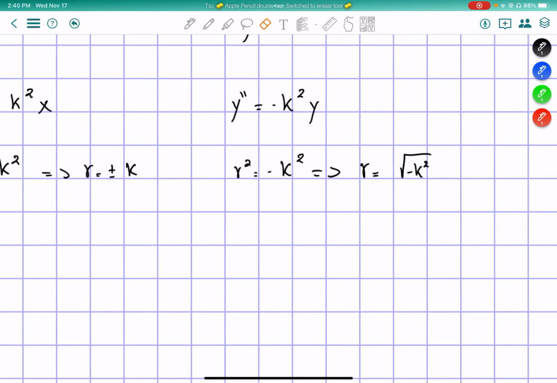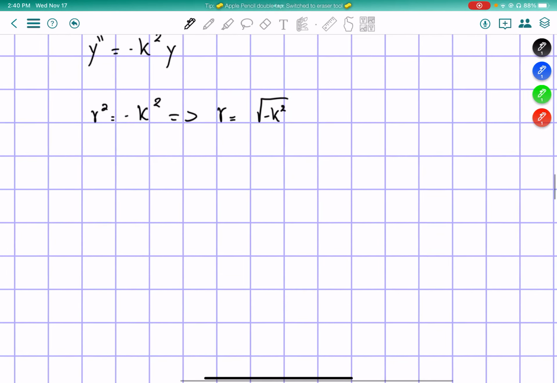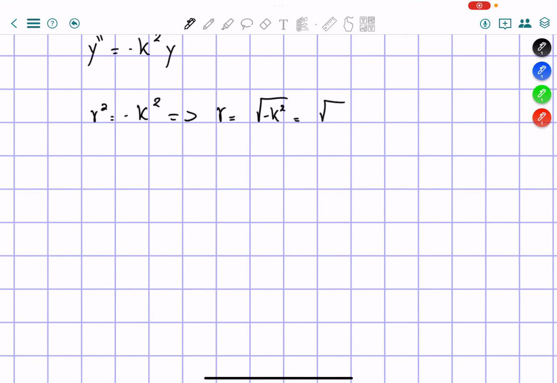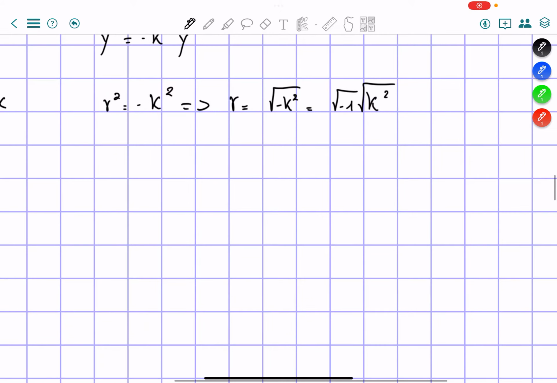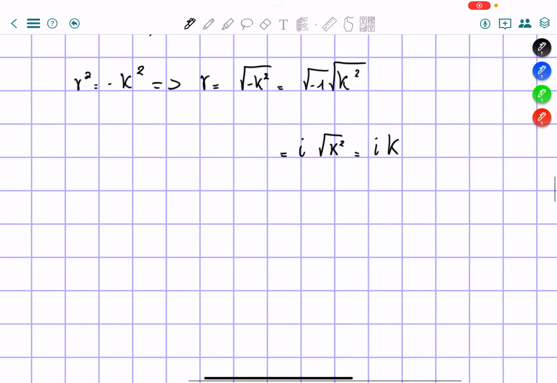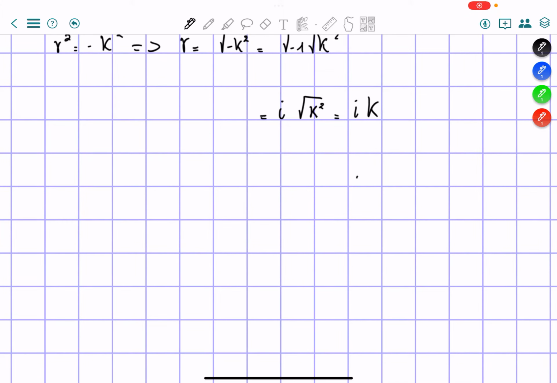We'll see in a second. So we can simplify this and say that it's going to be equal to negative square root of 1 times square root of k squared, which is going to be equal to i times square root of k squared, which is going to be ik. Now, if I take this and I square it, I'm going to have square root of negative 1 times square root of k, and I'm going to square both. So I'm going to get negative 1 times k squared, which is equal to negative k squared.